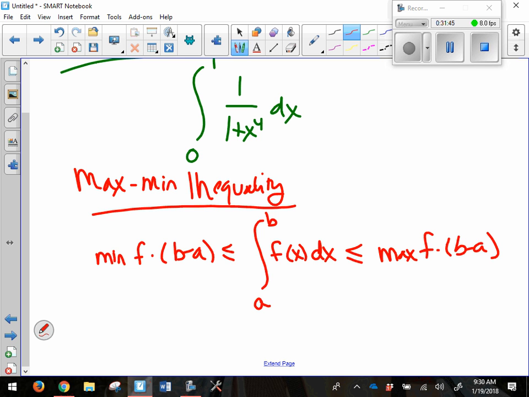Plug what in? Okay. So I need to find this, and I need to find this, because my job is to find the lower and upper bounds of what my integral is. In this case, I don't care what its actual value is. I just want to know what it's bracketed between. So how do you think you're going to find the maximum and the minimum values of f of x?